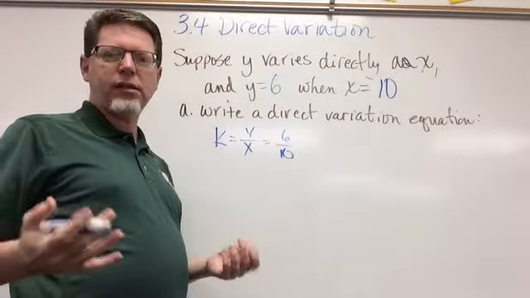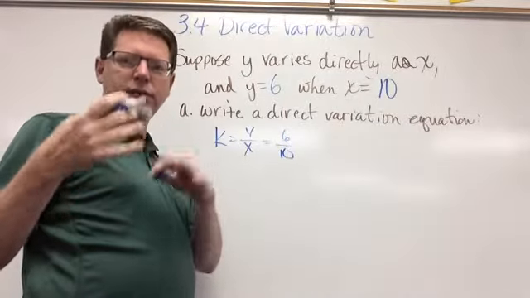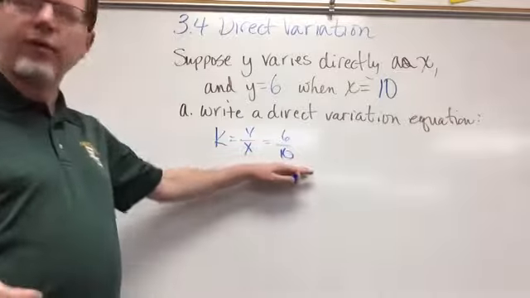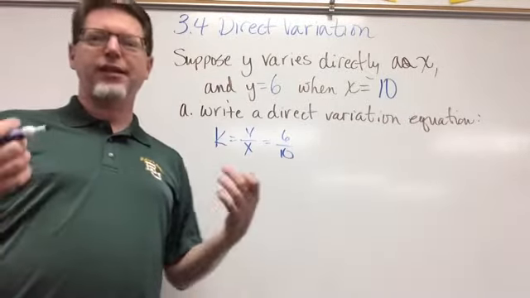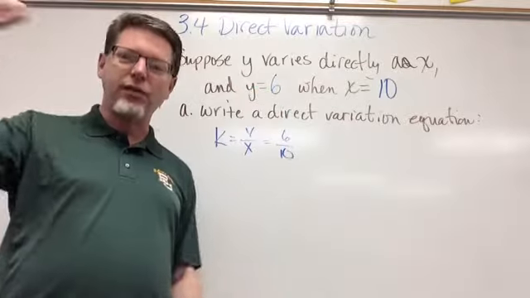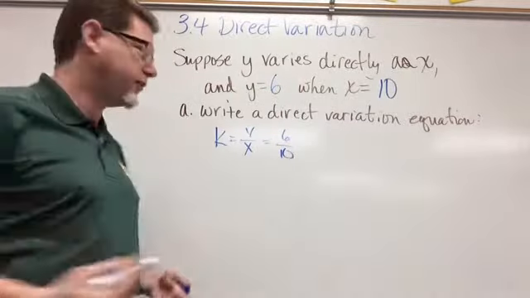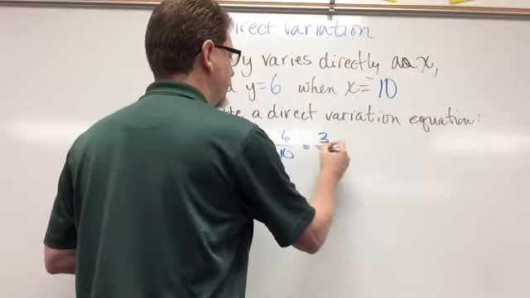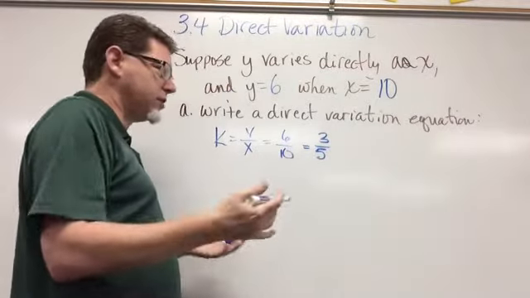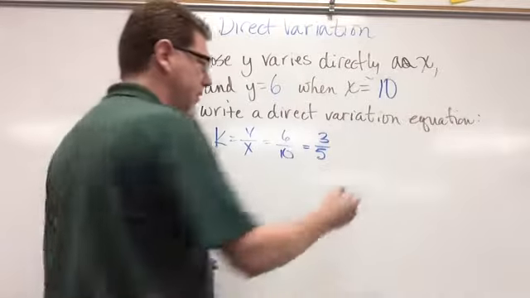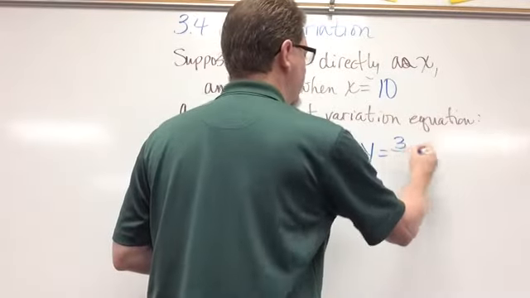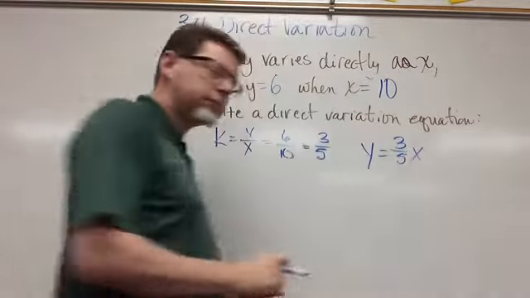And I always need to put my k in simplest form. And no, I'm not changing this to a decimal. I'm leaving it as a fraction in simplest form, because k is the same thing as slope, and we need a rise over run, so we're going to keep it as a fraction. And so that is 3/5. Okay, so k equals 3/5. Now I'm not finished, I've got to write my equation now. My equation is y equals 3/5 x.